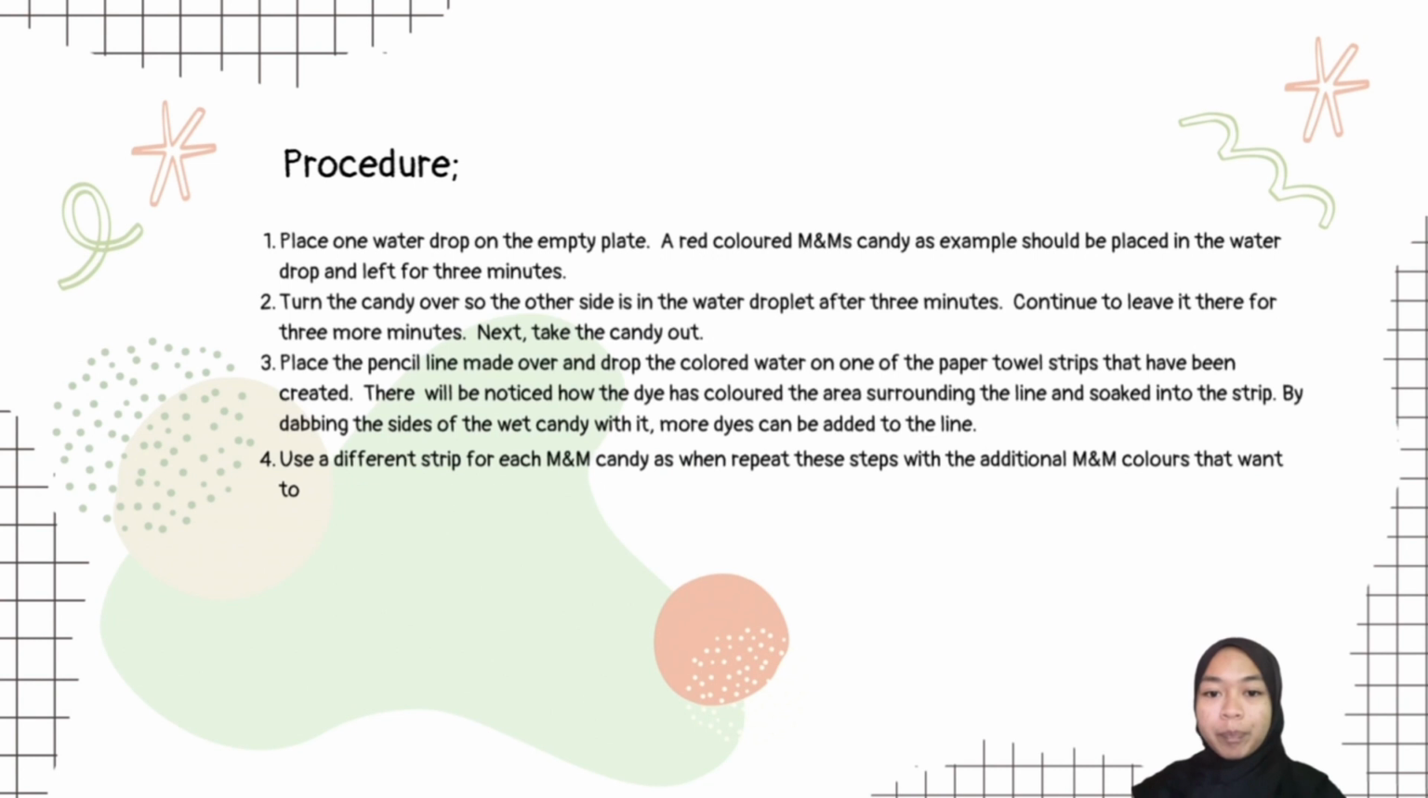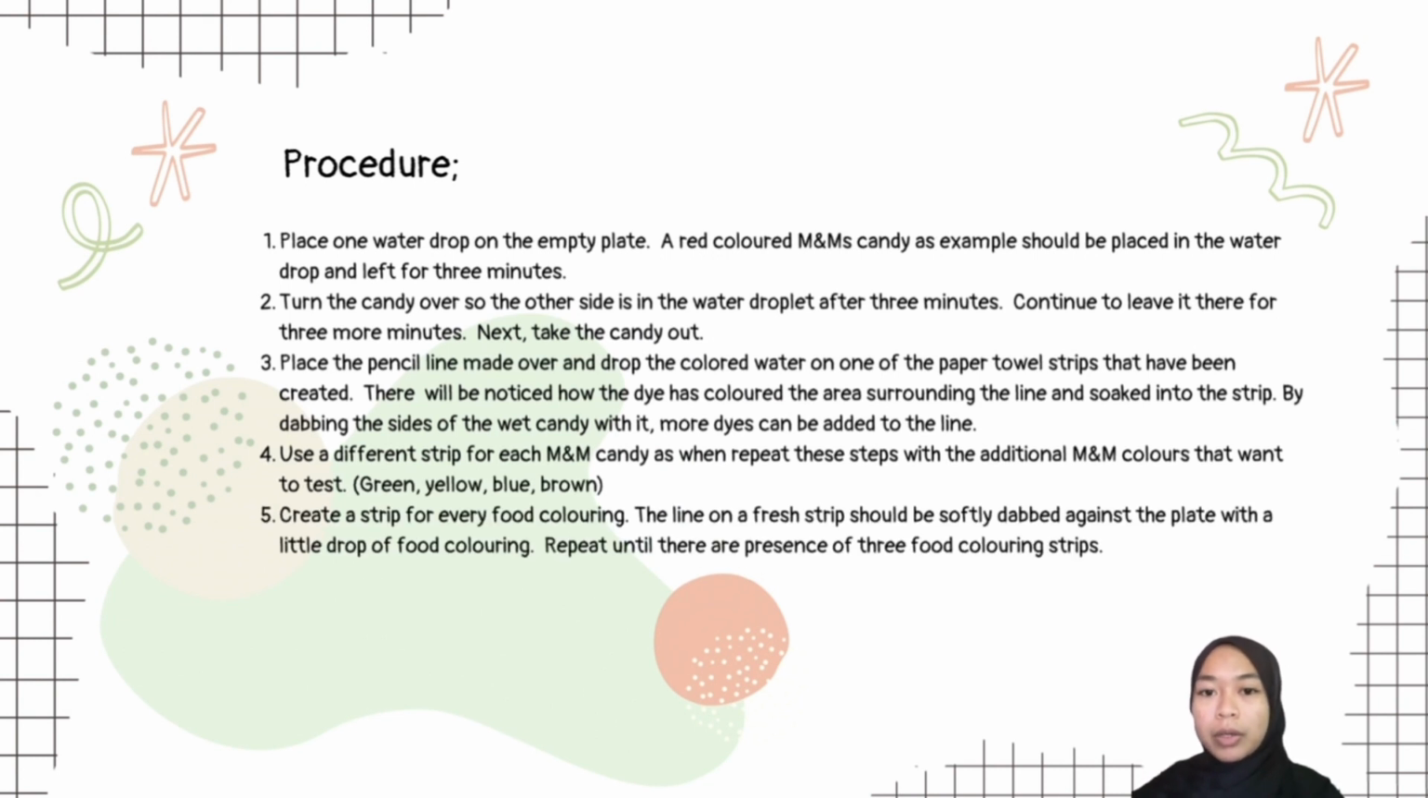So the procedure: place 1 water drop on the empty plate. A red colored M&M candy should be placed in the water drop and left for 3 minutes. Turn the candy over so the other side is in the water droplet after 3 minutes. Continue to leave it there for 3 more minutes. Next, take the candy out.